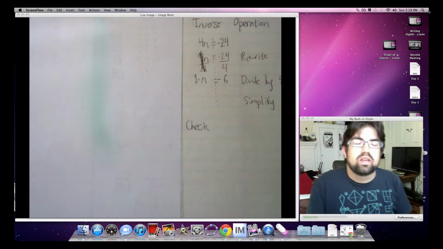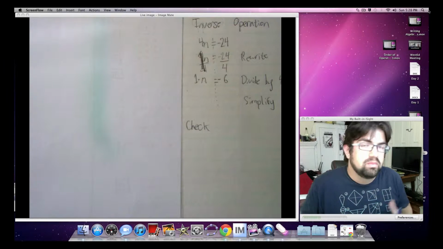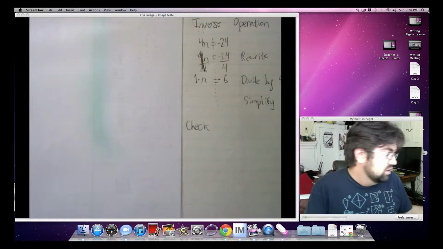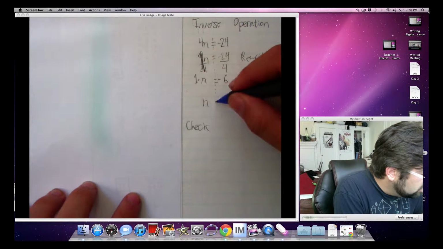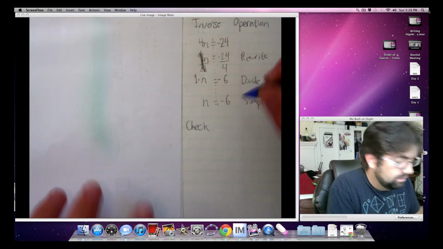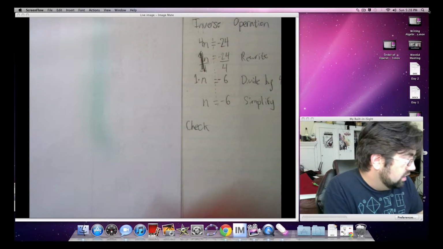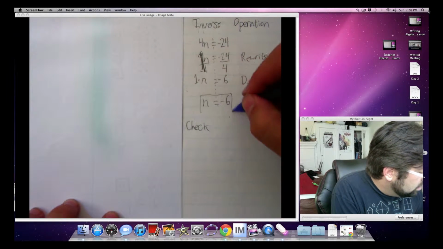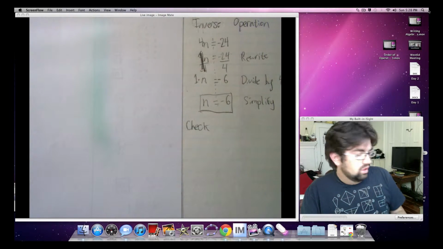Because I'm not going to, like, 1 times a million is a million. 1 times n is n. So n is actually equal to -6 once we simplify, and then we're done. Okay, so there we go.